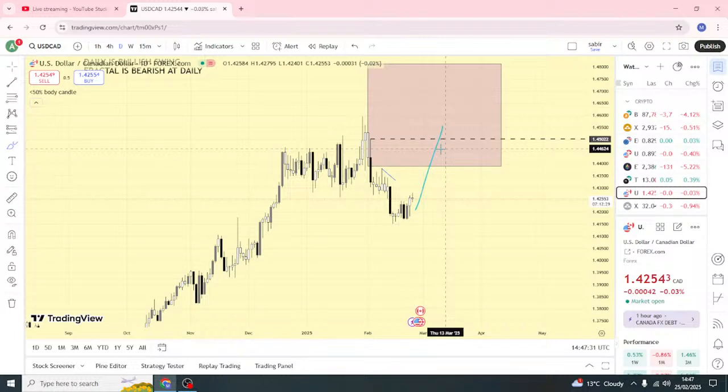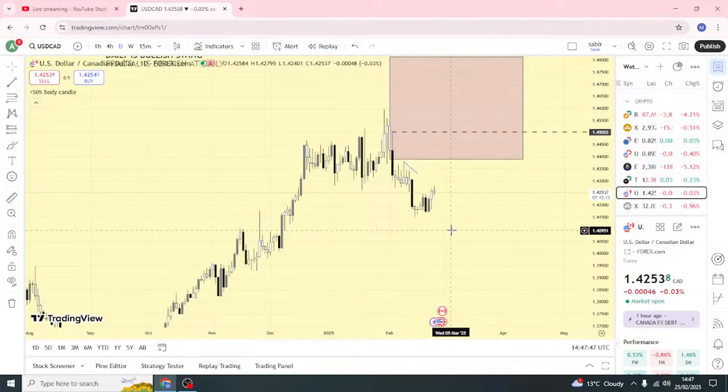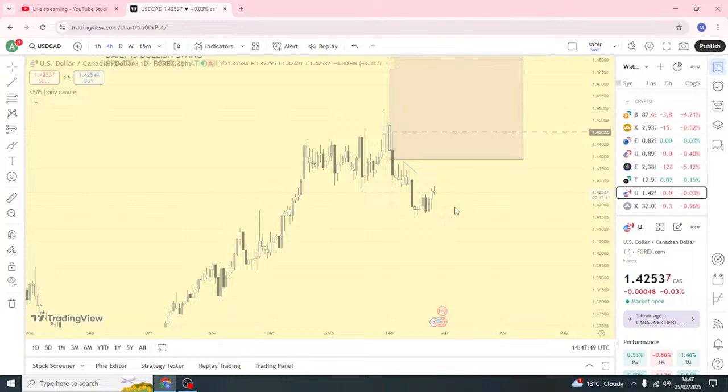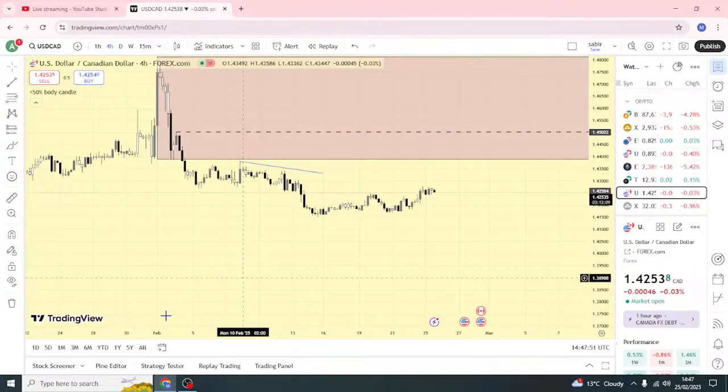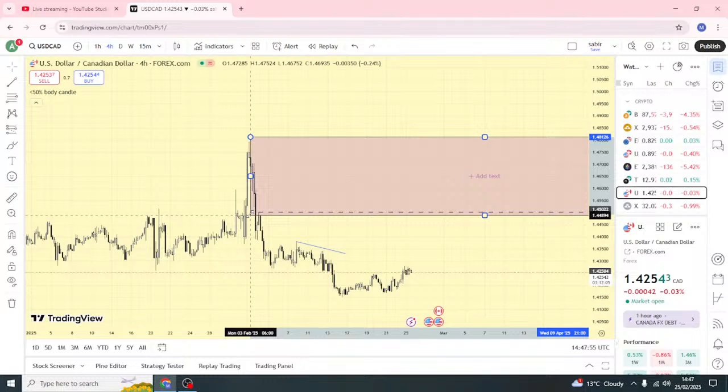for a potential short position, but what happened, we did not tap into the supply zone. Instead we got a short position from this point. Okay, let's see what is clear on a 4-hour time frame. When we go on a 4-hour time frame we can see these two imbalanced candles.